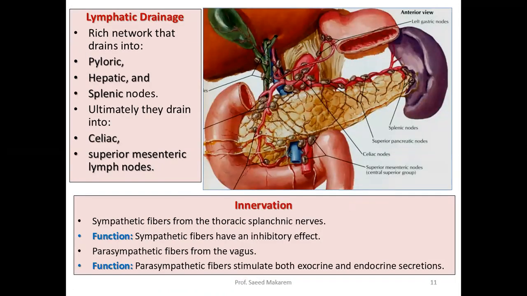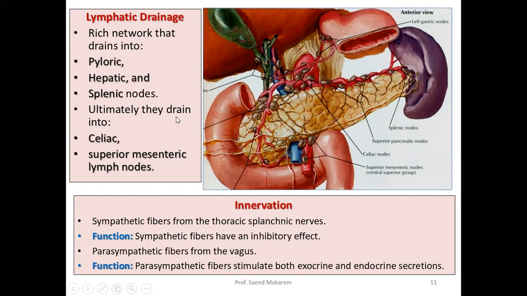Now coming to the lymphatic drainage of the pancreas. This is the pancreas, as you can see here. This is the head, body, and tail, and here is the uncinate process. Around that there are different groups of lymph nodes. The lymphatic drainage has a rich network that drains into the pyloric, hepatic, and splenic nodes. So there will be hepatic nodes here, then the pyloric nodes, as well as the splenic nodes.